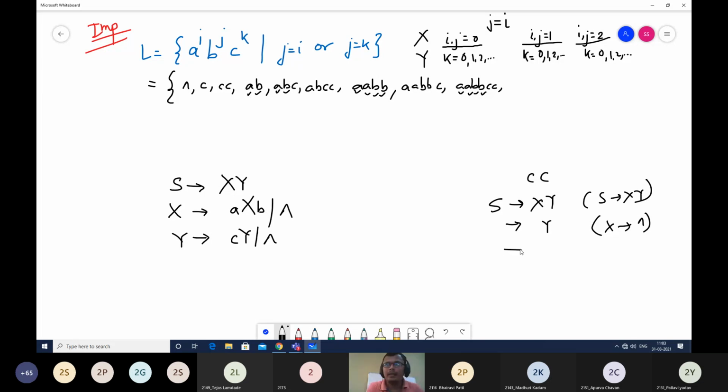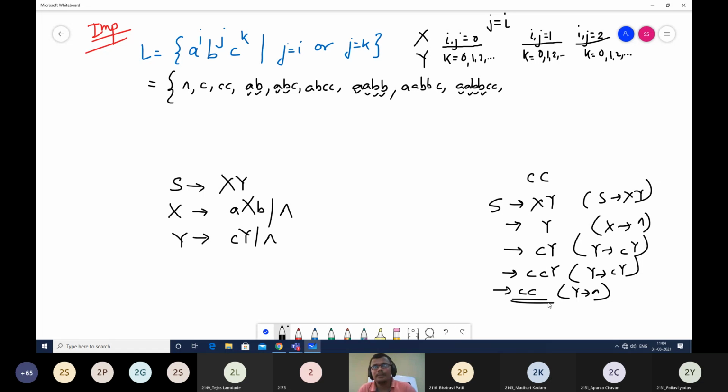Then in Y, I need two C's. So I'll apply first Y gives CY once. Again for second C, I'll apply Y gives CY. And then I'll apply Y gives null. So my string CC is accepted. Is it understood, my dear students?